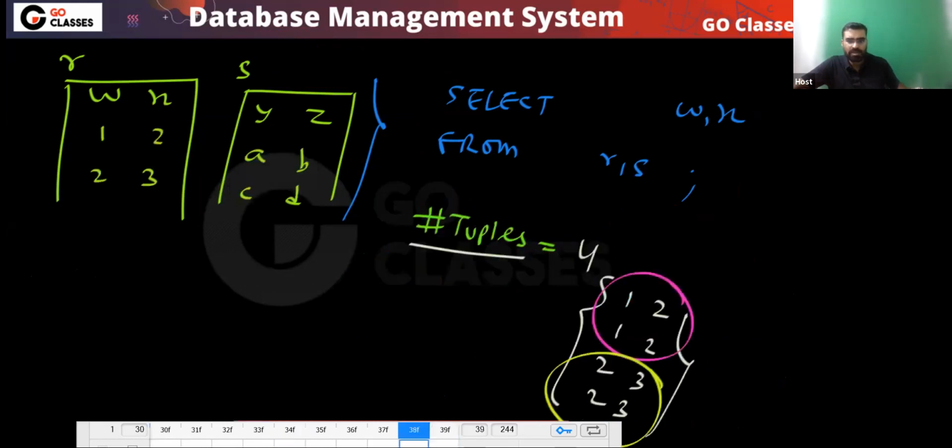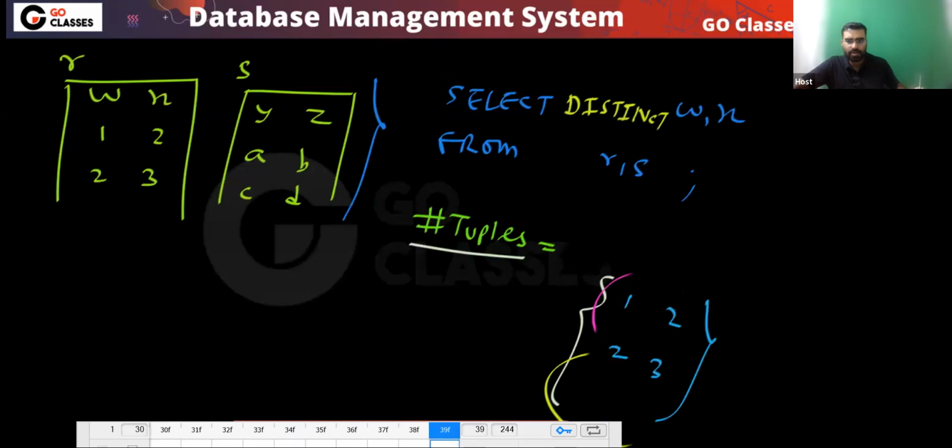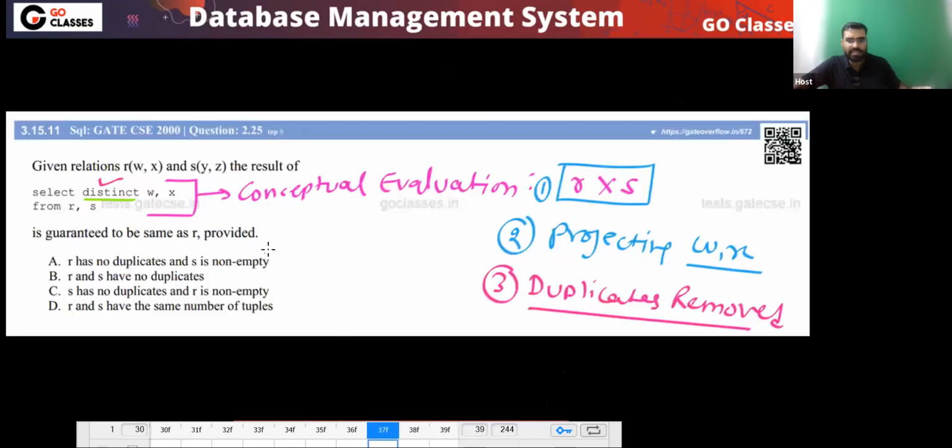Let's come back to our question. So in this question, let's see each option. If R comma S have no duplicates, then why is this not correct? First of all, we don't care about R. First of all, we don't really care about S. S can have duplicates, right? So we don't really care about S.